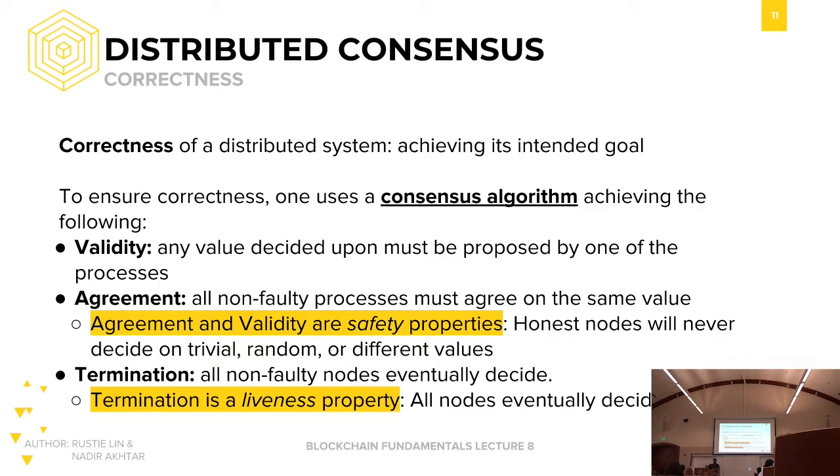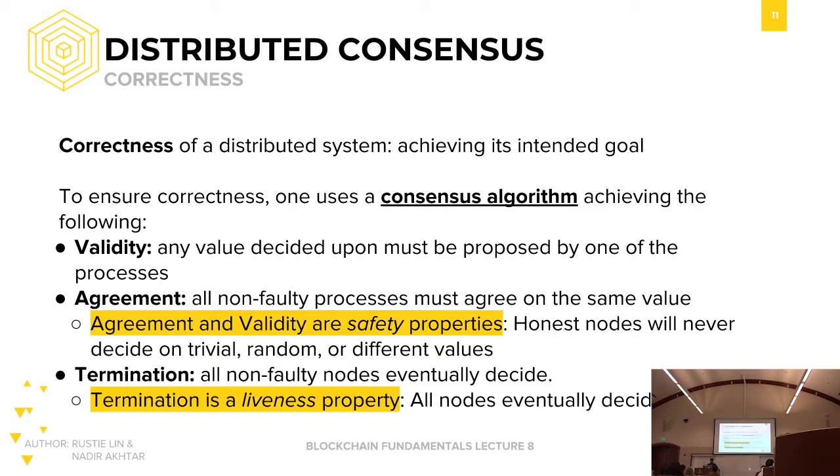And on top of that, you need termination, which is a liveness property, which means that all nodes will eventually decide on some value. You need all three of these things in order to ensure that your system does something meaningful. If you don't have validity, then you can agree on some random value. If you don't have agreement, you can agree on anything. And if you don't have termination, you can never agree and still satisfy the other two. So having all three of these is critical to having a proper system.